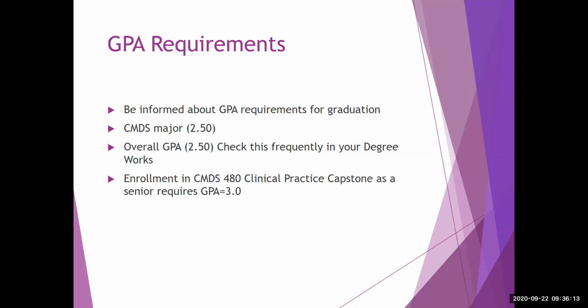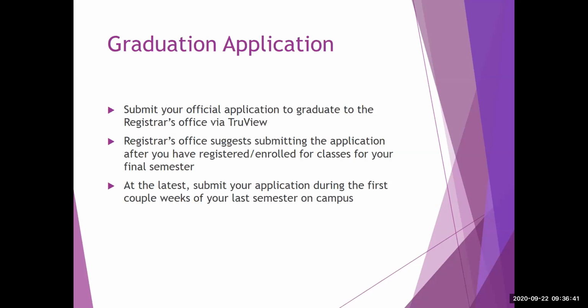Your CMDS major GPA is going to be down where your major classes are listed in DegreeWorks, off to the side of the title banner for the CMDS major courses. And your overall GPA is up towards the top in the right-hand corner of DegreeWorks. And just a reminder, in order to enroll in clinical practice capstone as a senior, you have to have at least a 3.0 overall and in the major.